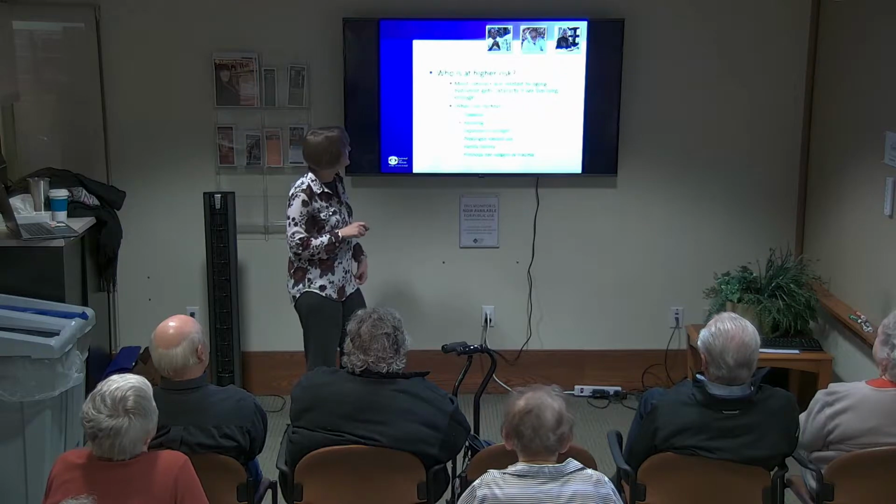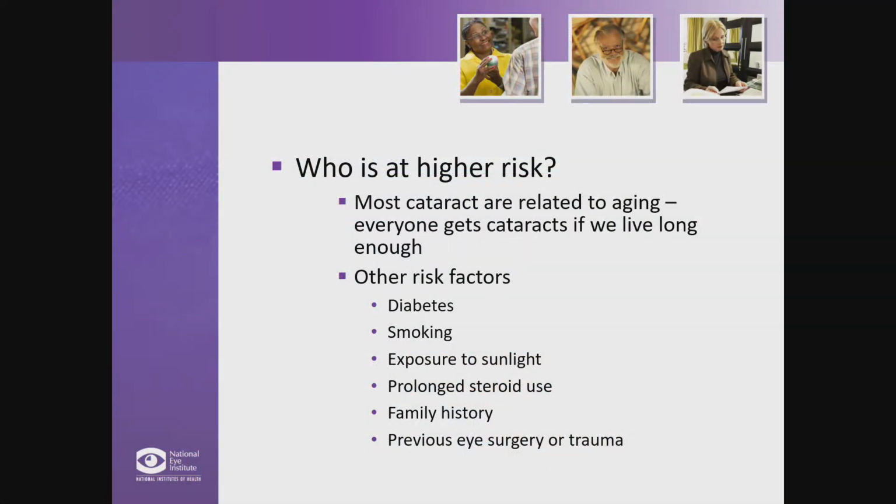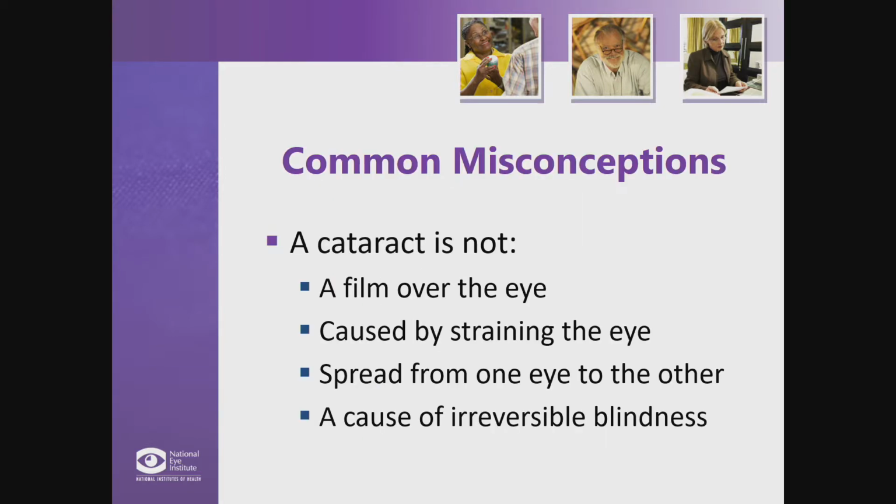So who's at higher risk? Most cataracts are related to our aging. Everyone gets cataracts if we live long enough. So these are other risk factors. Smoking, I didn't mention. Family history: sometimes people have autosomal dominantly inherited cataracts. Those are the kind we typically see in children. And anybody who's had trauma to the eye is at higher risk for developing cataracts and glaucoma.